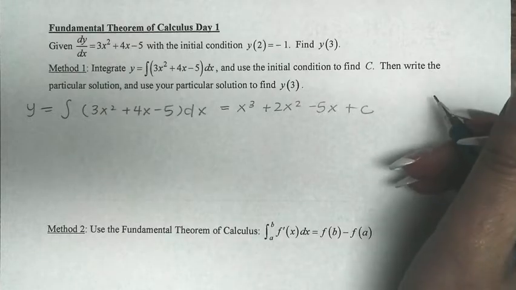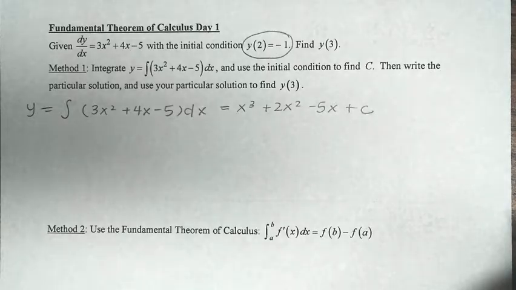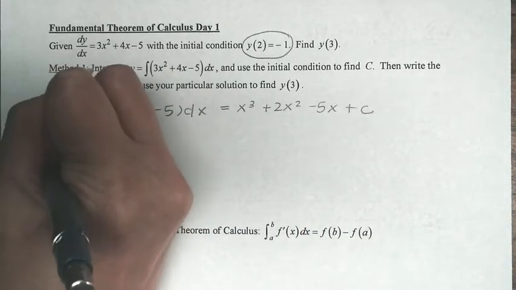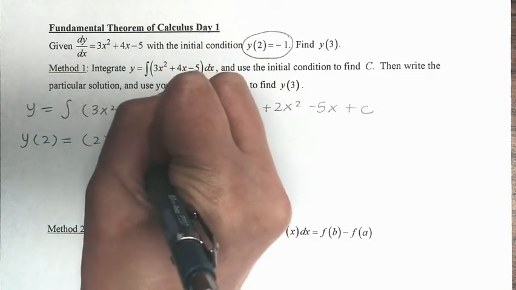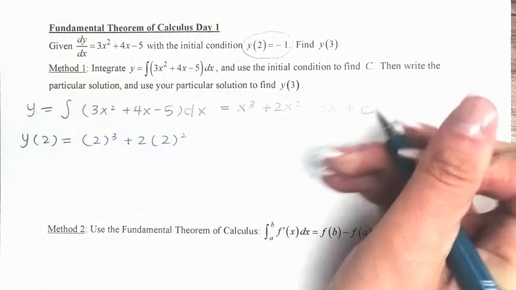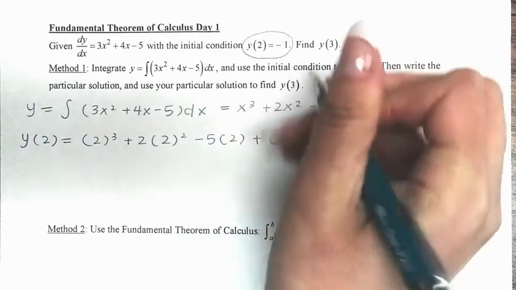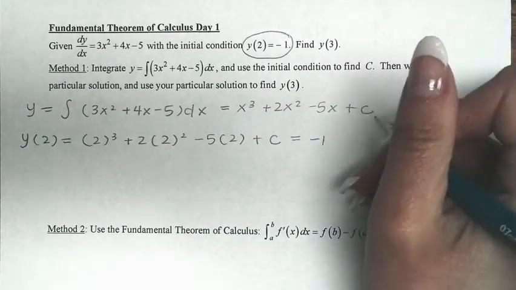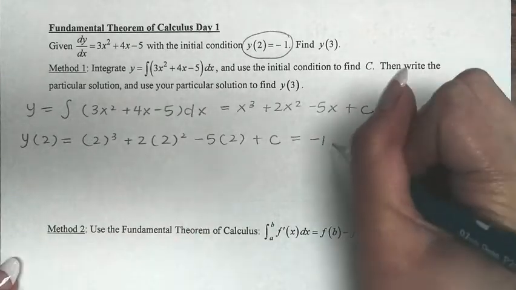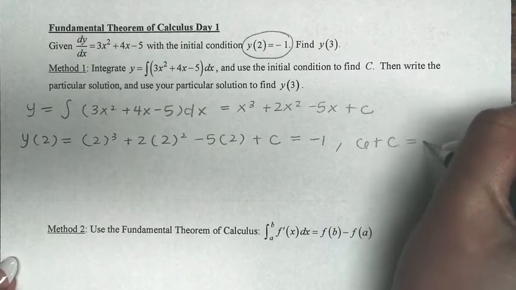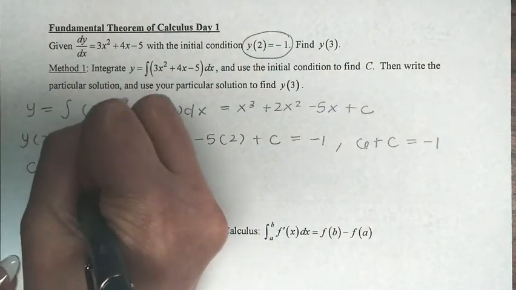So what we're going to do is use our initial condition, which is y of 2 is equal to negative 1. So we have that y evaluated at 2 is equal to 2 to the power of 3 plus 2 times 2 to the power of 2 minus 5 times 2 plus c. And we know that this is equal to negative 1 from the initial condition. At this point, we combine everything over here, and you have that 6 plus c is equal to negative 1. And with this, you can see that c is equal to negative 7.